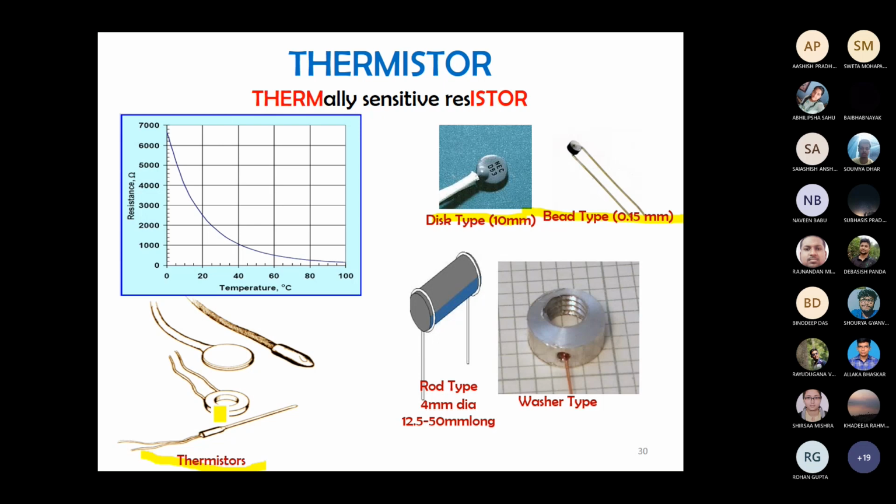What types of thermistors are there? There is the rod type, 4 mm diameter, 125 to 150 mm long. The washer type is also there, and you have to incorporate the washer, because sometimes you need to deal with water, so in that case you have to include a washer.